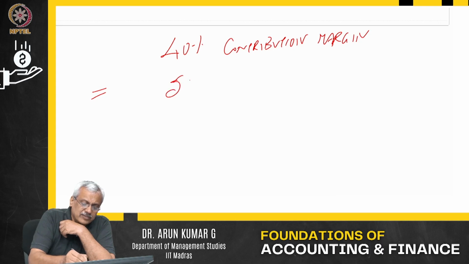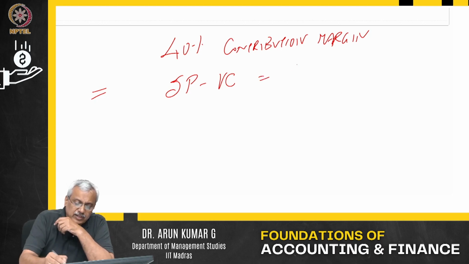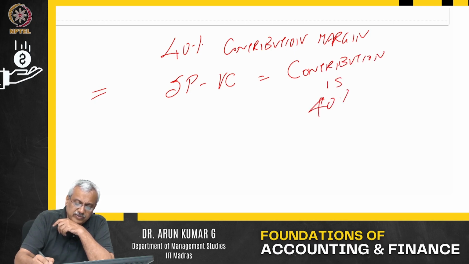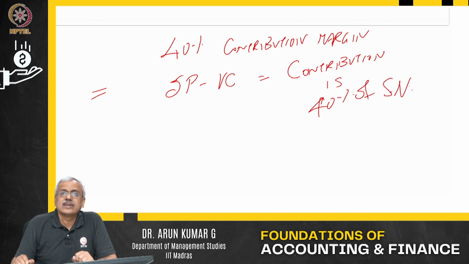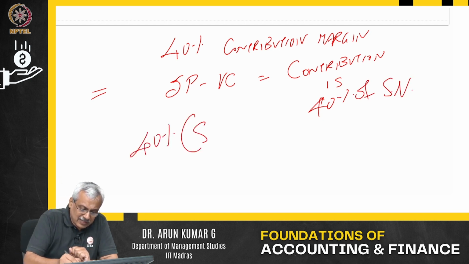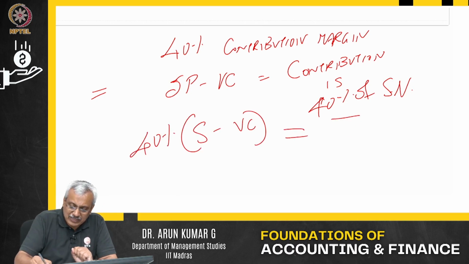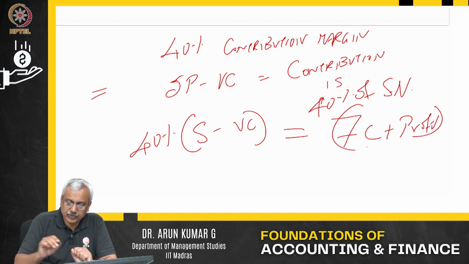My selling price minus variable cost, that is what we call contribution, is 40% of my sale value. That's all. So, in short, 40% of my selling price minus my variable cost will be equal to the fixed cost plus profit that I have made in this case.